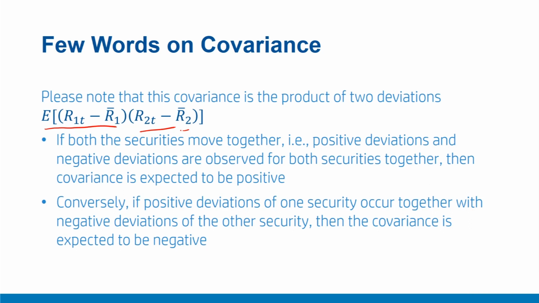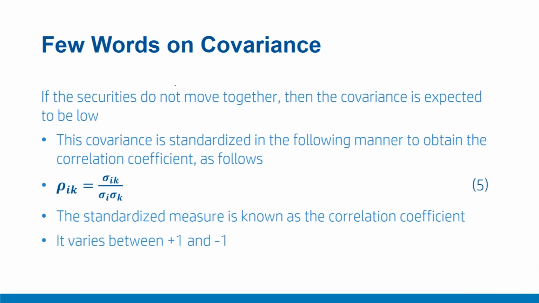If both the securities move together, that is large positive outcomes and large negative outcomes are observed for both of these securities together, then the covariance is expected to be high and positive. Conversely, if large positive outcomes of one security occur together with the large negative outcomes of the other security, then the covariance is expected to be high and negative. If the two securities do not move together, then the covariance is expected to be low.